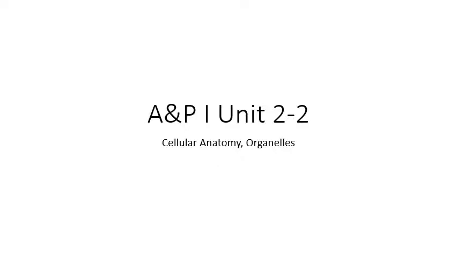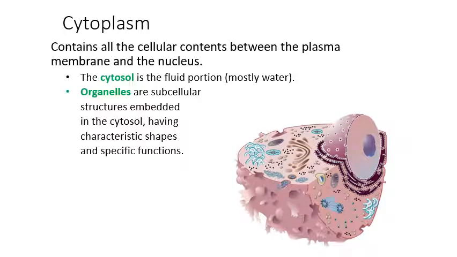So in this video we're going to be talking about the basics of cellular anatomy and kind of reviewing all of the organelles that are inside a typical cell. All right, so starting off, the inside of this cell contains cytoplasm. And cytoplasm has two components. One is the cytosol, which is the actual fluid part of this cytoplasm, and then the other component is the organelles.